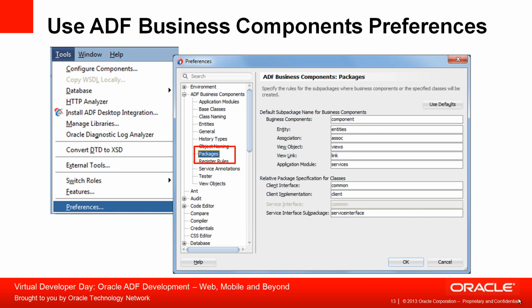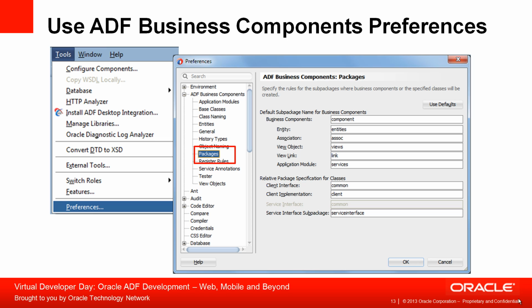Another change is the packaging structure. By default, all of the ADFbc objects are written to the standard package structure that you create, meaning they're all in the same folder. With a very big business service model, that could be quite irritating if you have all of the objects mixed in one package. So you can create subfolders or sub-packages.